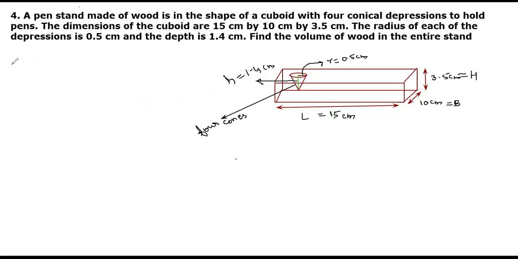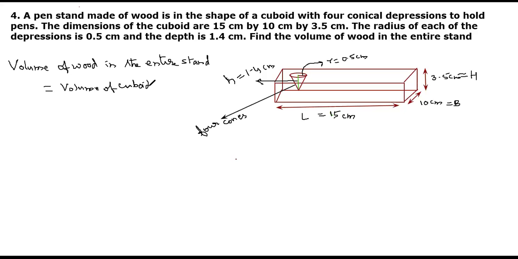So the volume of wood in the entire stand will be equal to the volume of the cuboid, minus, there are 4 cones, so multiply by 4 into the volume of cone.